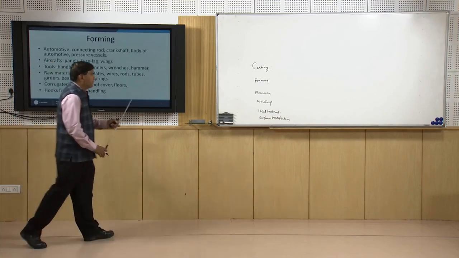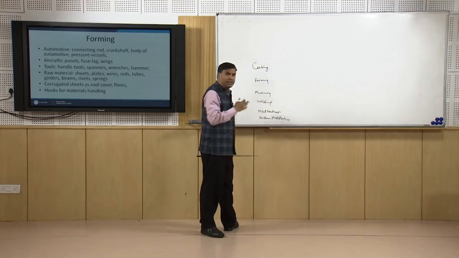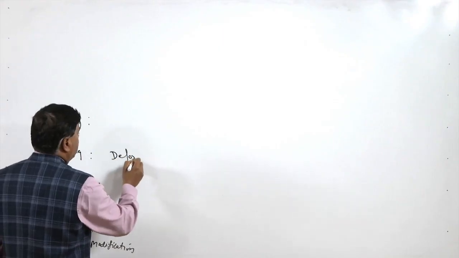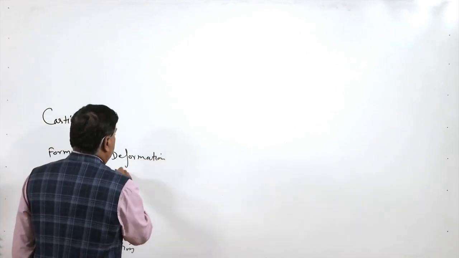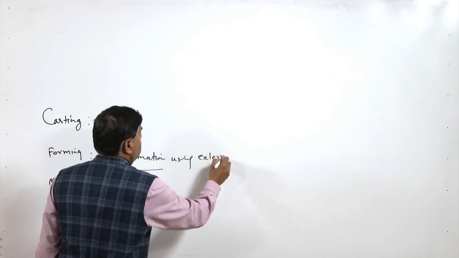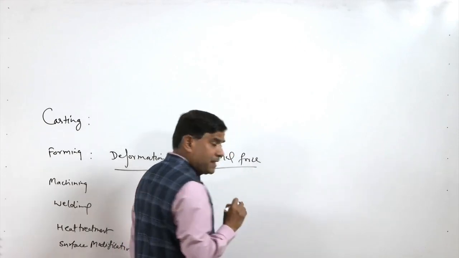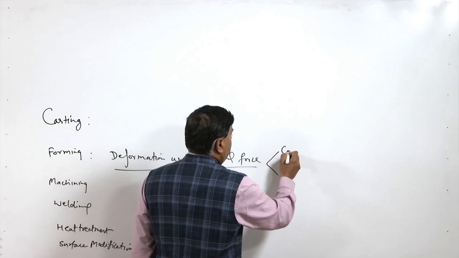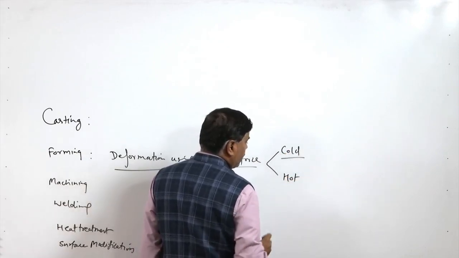Now, coming to the forming processes. Forming is another primary shaping process where primarily deformation using external force is used to get the desired size and shape. So, in this category basically there are two variants, one is cold forming and another is hot forming.